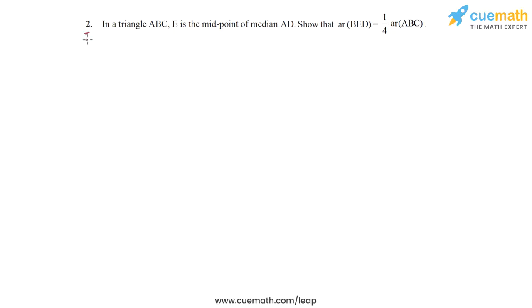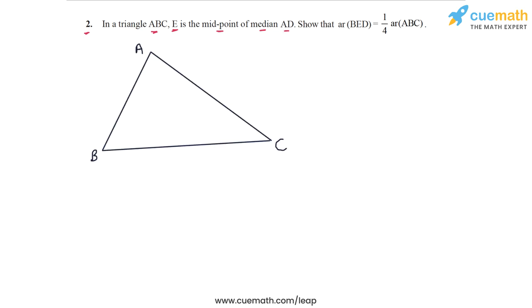The problem statement in question 2 says that in a triangle ABC, E is the midpoint of median AD. So here's a triangle ABC that I have drawn for you. Let's first draw the median from A to BC. So from A we join the midpoint of BC. The midpoint of BC is D. So AD becomes the median of triangle ABC.